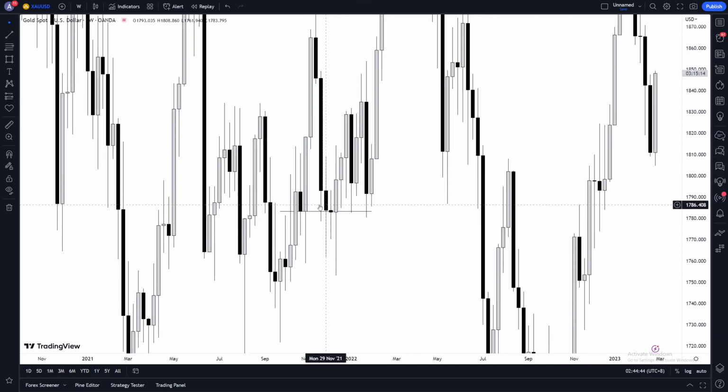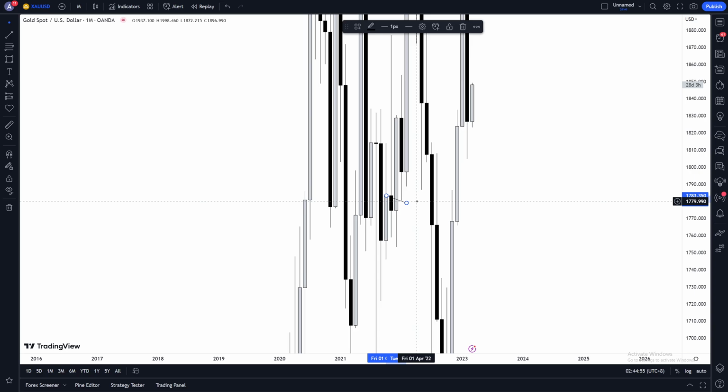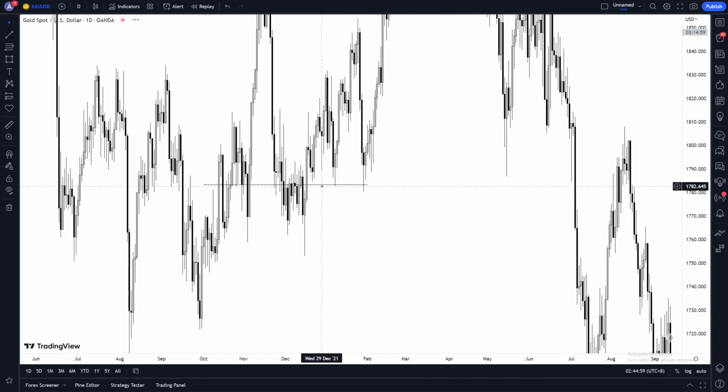So this is the monthly. This is price for the first time touching the monthly. This one hadn't touched the monthly. This one hadn't touched the monthly. This is the first time price touched the monthly. You can look at that. No joke right here. Okay, and then you would refine it, and this would be the monthly.